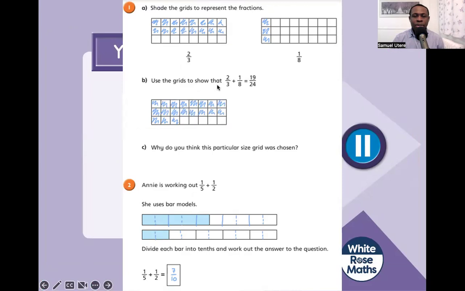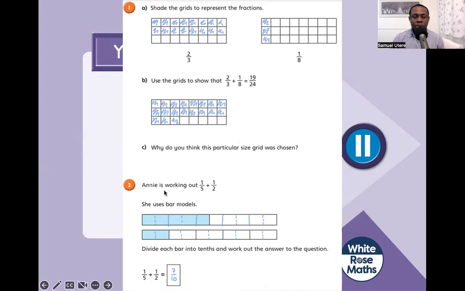Here you're asked to use the grid to show that 2/3 plus 1/8 is 19/24. You have 24 grids, 24 squares. So you can shade 19 out of the 24. Okay, that's all you've got to do. Next, why do you think this particular size grid was chosen? Don't forget, the reason is because 3 and 8 have 24 as their lowest common multiple.